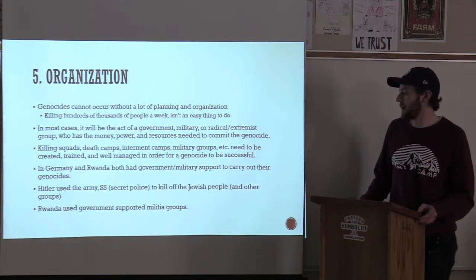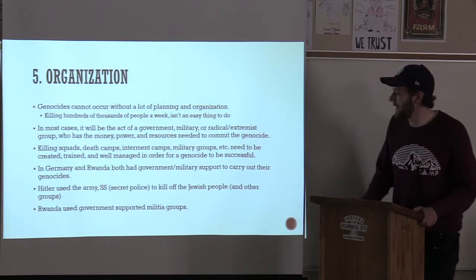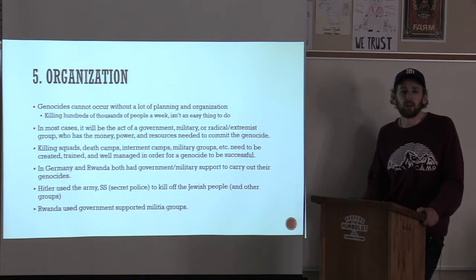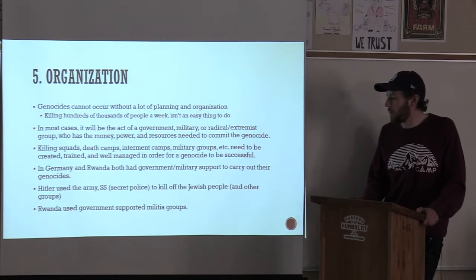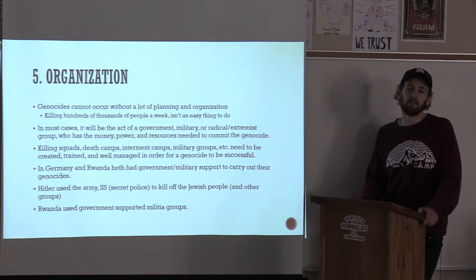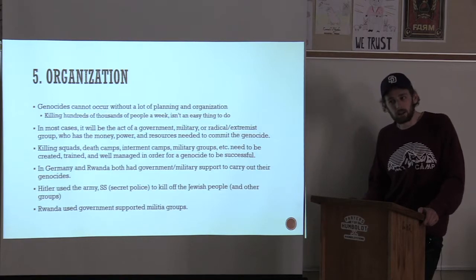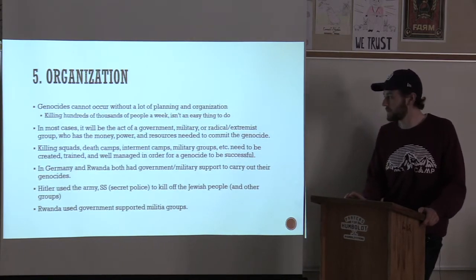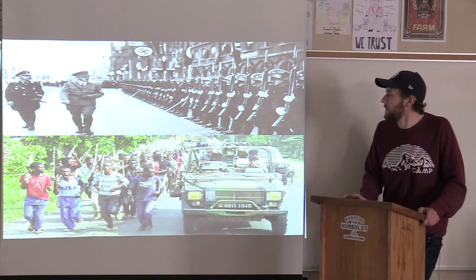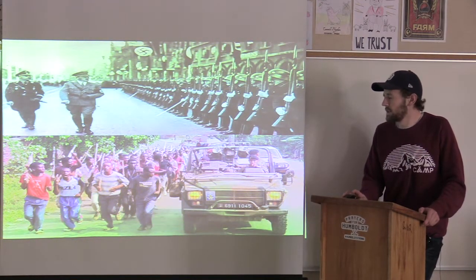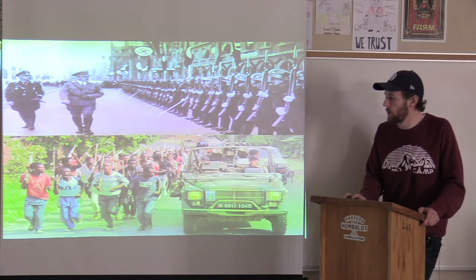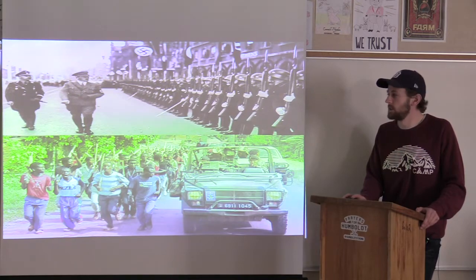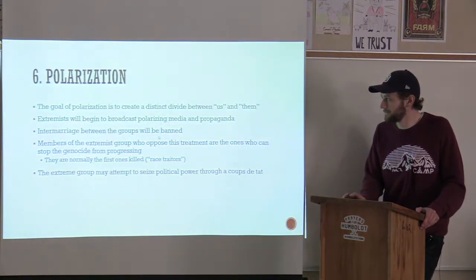Hitler would also use his army, the Nazi army, the SS, which was his secret police, to kill off, arrest, capture any Jewish groups. And in Rwanda, the government didn't itself take part in the genocide, they did all of the organizing and radicalized different militia groups within the country. So up here you have Hitler talking to the SS. Down here in Rwanda you have the Interahamwe militia groups, beside some UN peacekeepers. And we'll get to the UN's role in Rwanda later on.